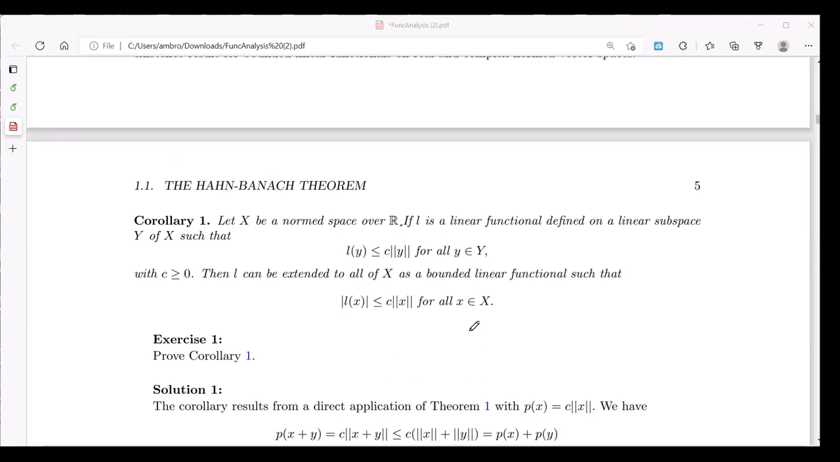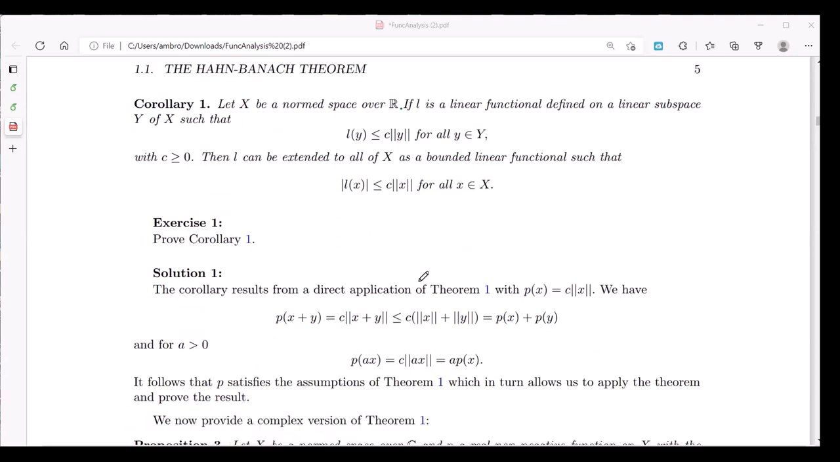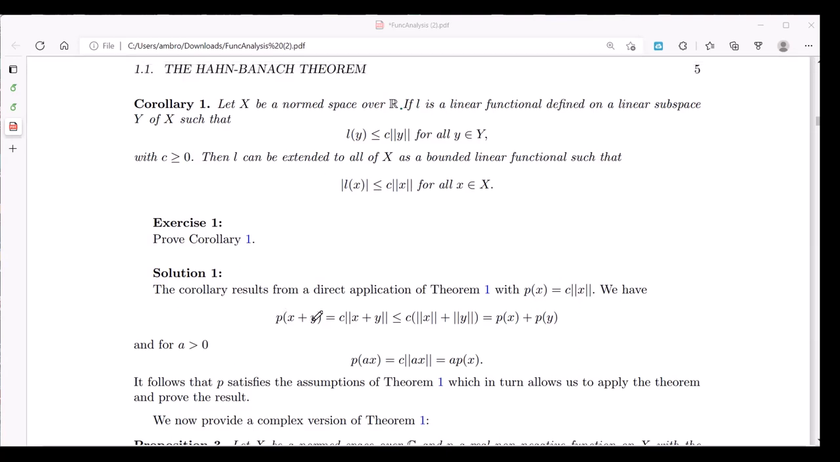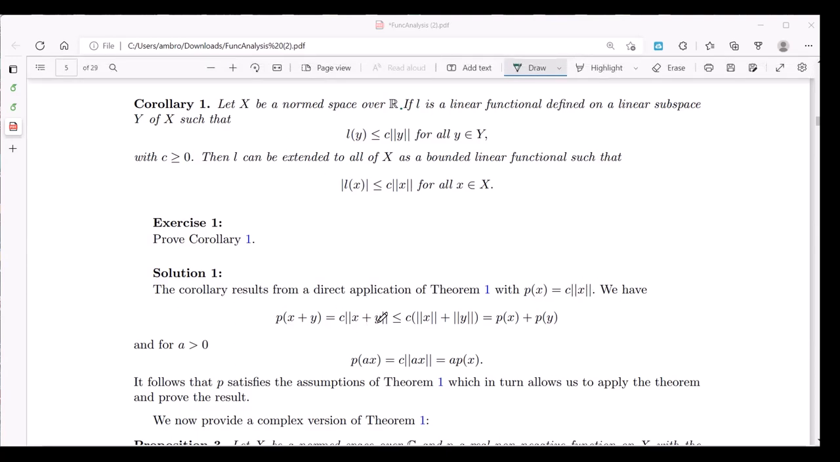So it's an application of theorem one. We will apply theorem one with p of x equals c times the norm of x, right? Because now x is a normed space, so I have a norm. I need to show that I can apply theorem one, meaning that this function p satisfies the assumptions made for p in theorem one. So p of x plus y equals c times the norm of x plus y. But since it's a norm, the norm of x plus y is less than the norm of x plus the norm of y.